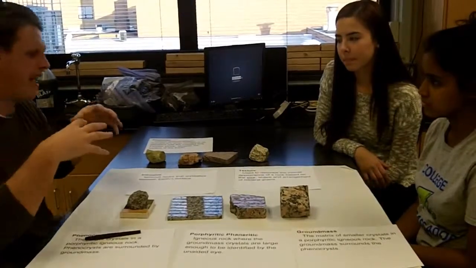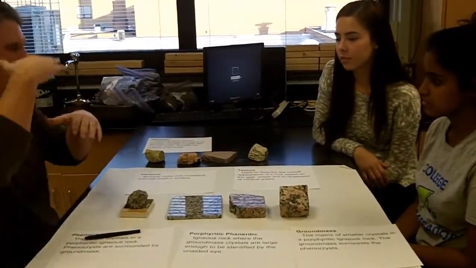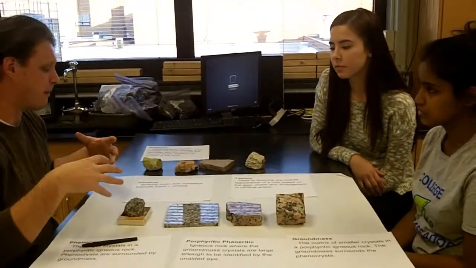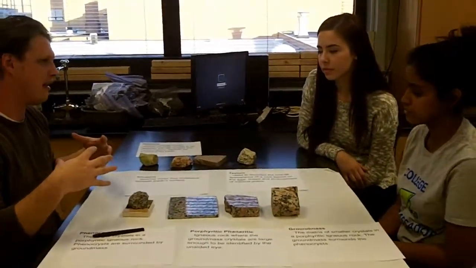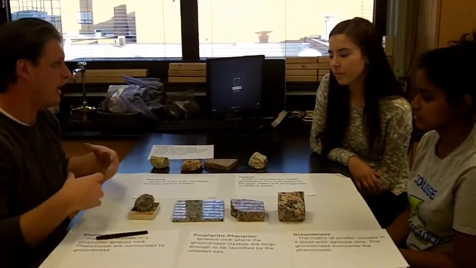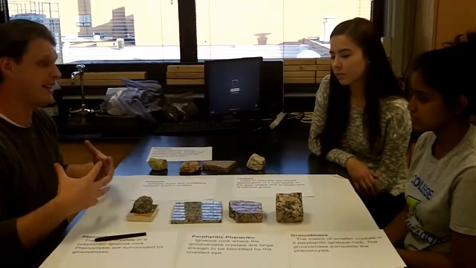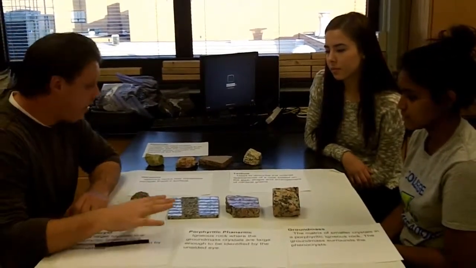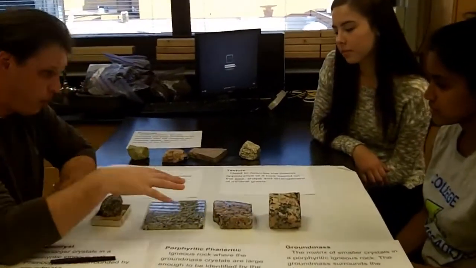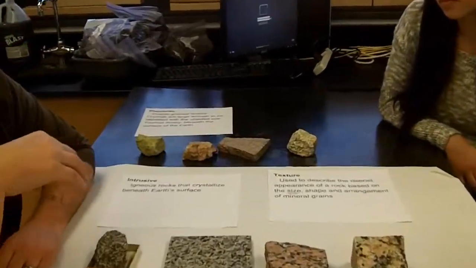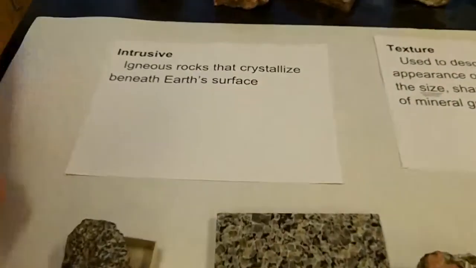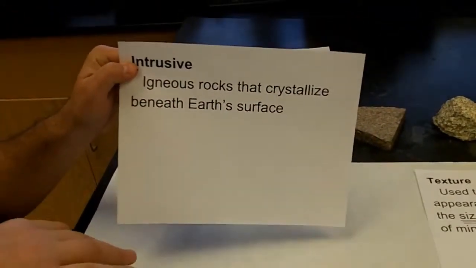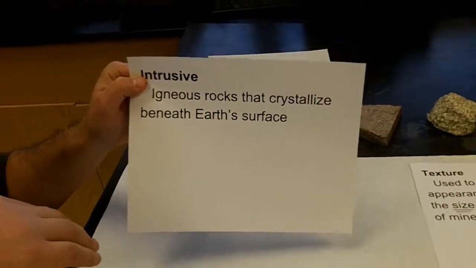So if you think of magma underneath the earth, and above this magma chamber there's other rock that kind of insulates it. If it's going to begin to cool and crystallize, those crystals are going to get really, really big, all right? So we call most of these four rocks right here intrusive, because they formed inside the earth. Intrusive rocks are igneous rocks that crystallize beneath the earth's surface.